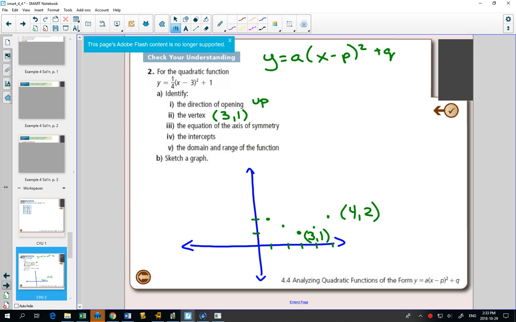I plugged in 5, sorry, I labeled it badly. I plugged in 5 for x, calculated what y would be, and y would be 2. The same thing could happen if you plugged in 1. If you plug in 1 for x, you'd get negative 2 inside the brackets. Negative 2 squared would be positive 4. Divide by 4 would be 1. Plus 1 would be 2. And so our parabola is quite wide and looks like this.